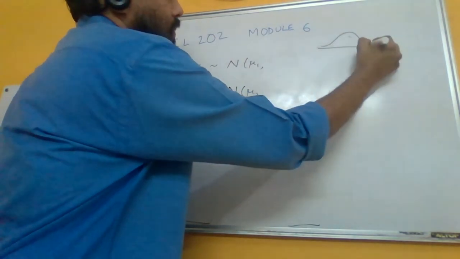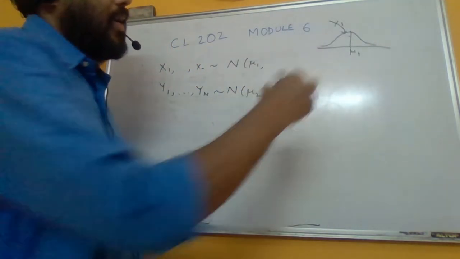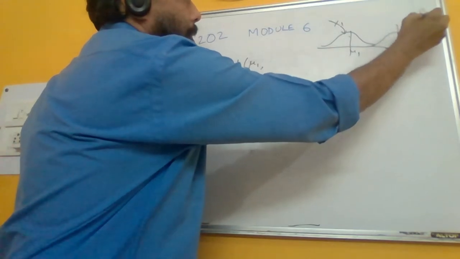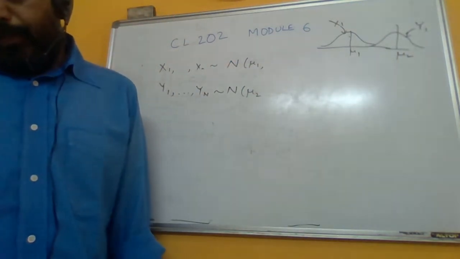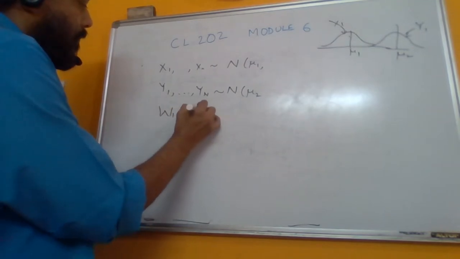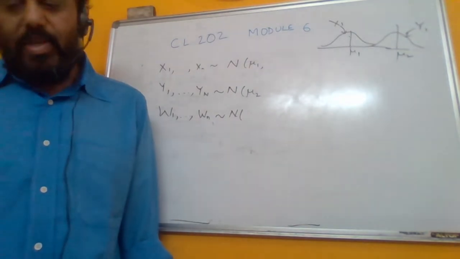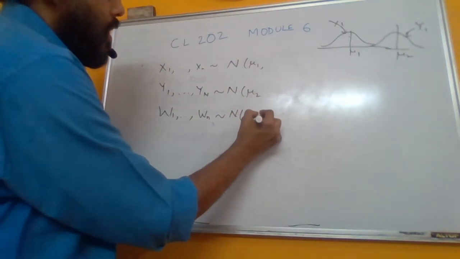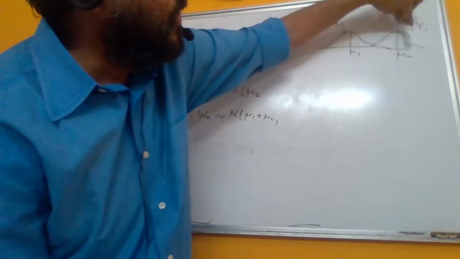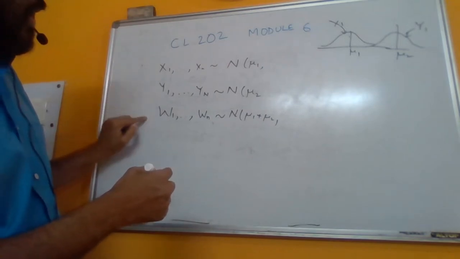So x are distributed as per this, with mean mu1, and the variance we'll see later, the y's are distributed as per this. And you have a third population, w1 to wn. They are also normally distributed, and in this case the mean is mu1 plus mu2. So I know that the distribution of W will be centered on mu1 plus mu2. There are n variables here, and n over here.